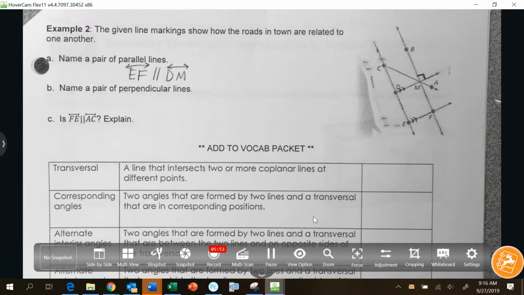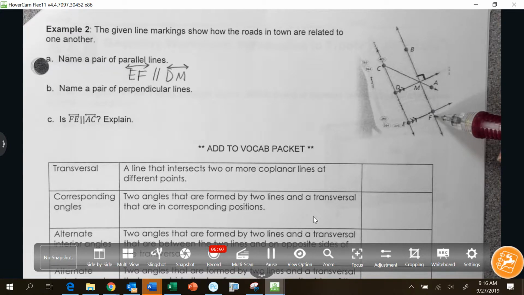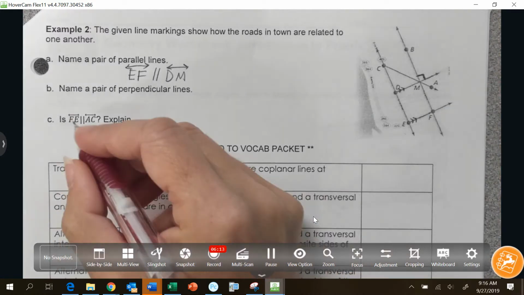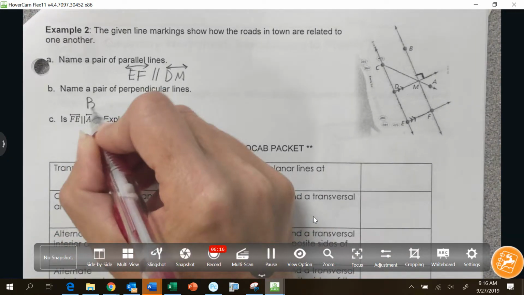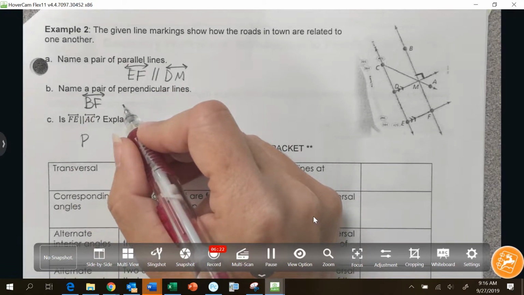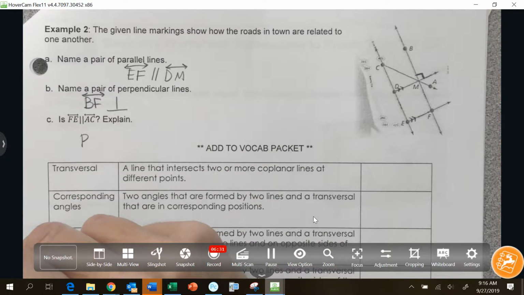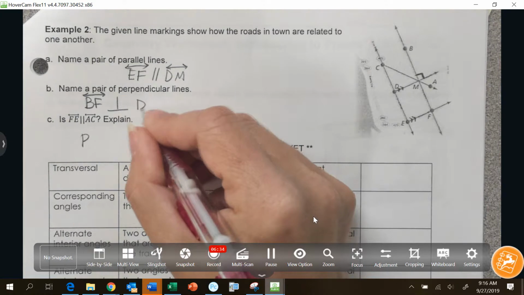Okay, name a pair of perpendicular lines, Alex. BF and what? Not AD. DM. Okay, so let's say BF. Oops, the wrong one. BF, and we're going to use the symbol that says is perpendicular to. Does anybody remember what the symbol looks like? Perpendicular? Upside down, capital T. Yeah. And then I already forgot his answer, or her answer. DM. That was it, right? DM. Okay, sorry.